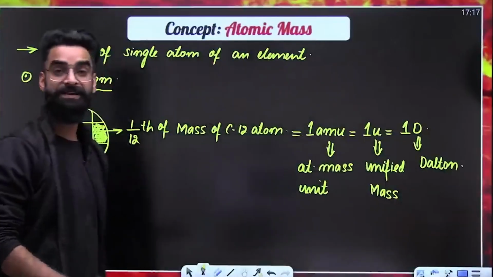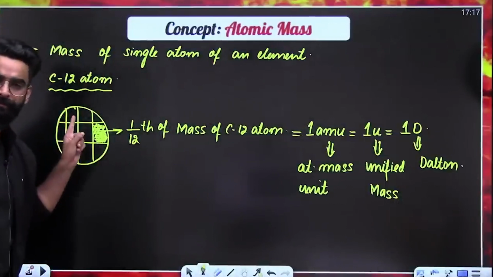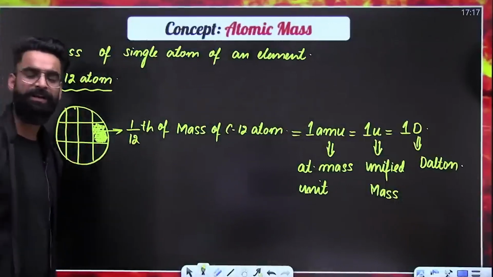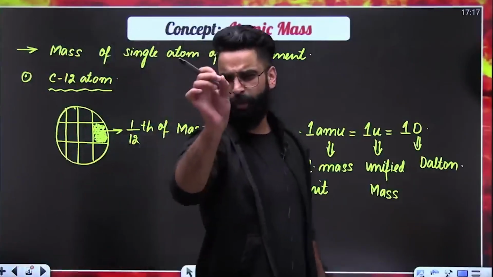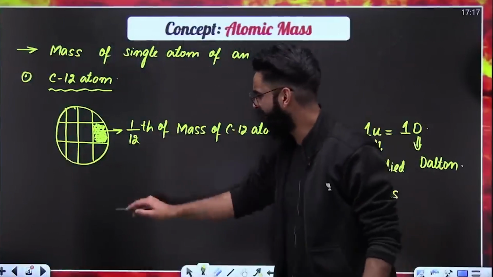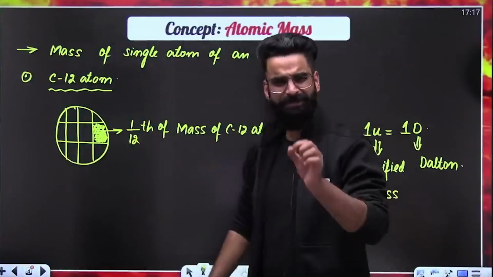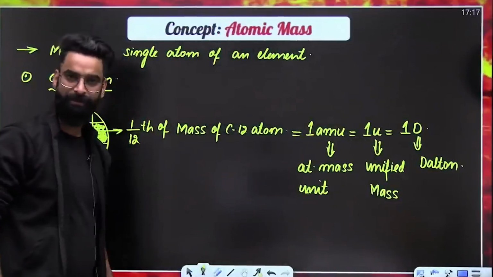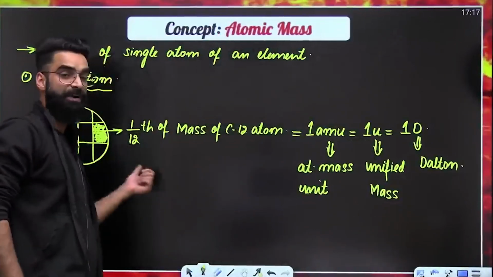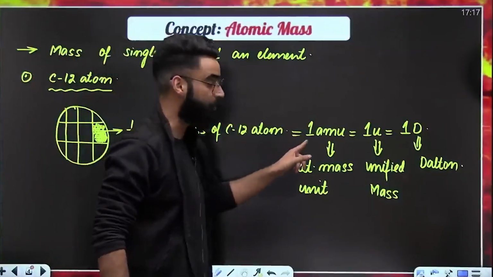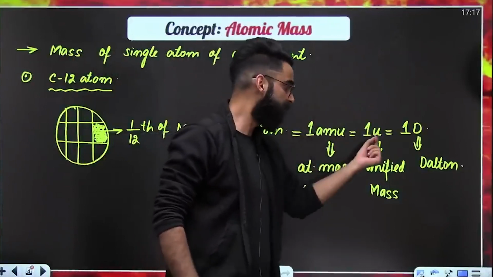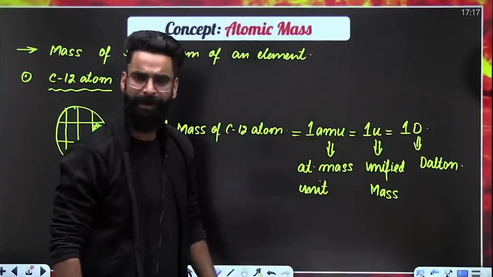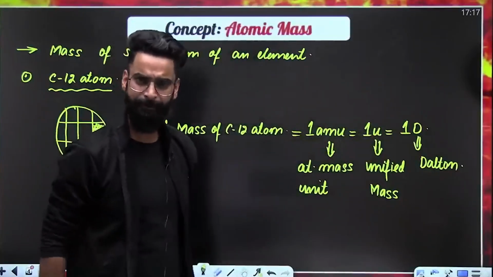So what exactly did I do? I took a carbon 12. I divided the carbon 12 atom into 12 equal parts. Then I took one small part. And I'm telling you, the mass of this small part, the mass of this shaded part, is basically 1/12 of the mass of carbon 12. And 1/12 of the mass of the carbon 12 atom, that's something which I call 1 AMU, or you can call it 1U, or you can call it 1D, right? I hope everything is clear till here.